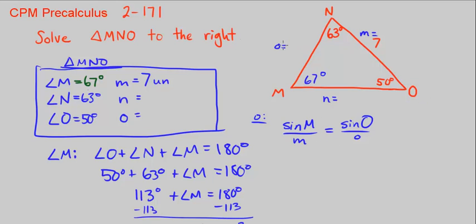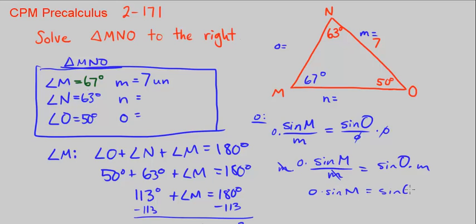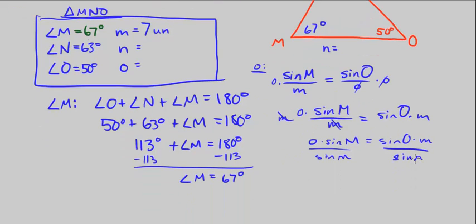We're solving for o, so I want to get it in the numerator. I'm going to multiply both sides by o. These cancel out, so I get o times sine of M over M is equal to sine of O. I want to multiply both sides by side M, so these cancel out. o times sine of M is equal to sine of O times M. Divide both sides by sine of angle M, and I get little o is equal to sine of angle O times little m divided by sine of angle M.